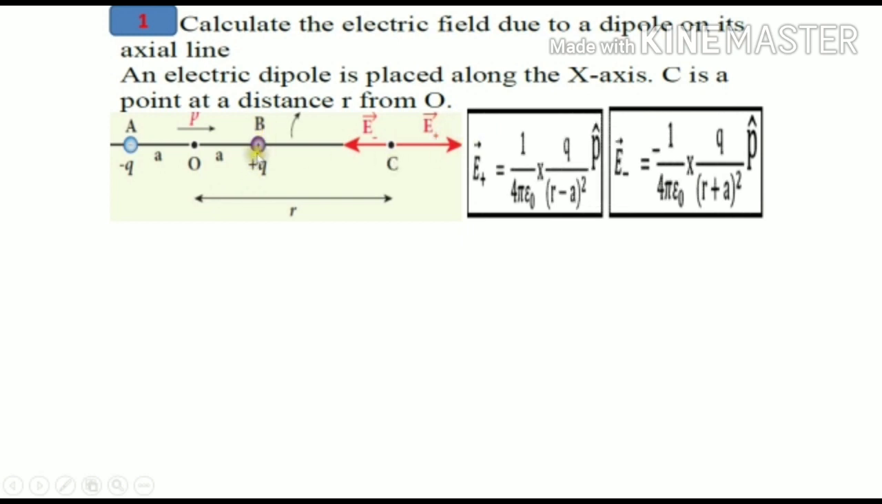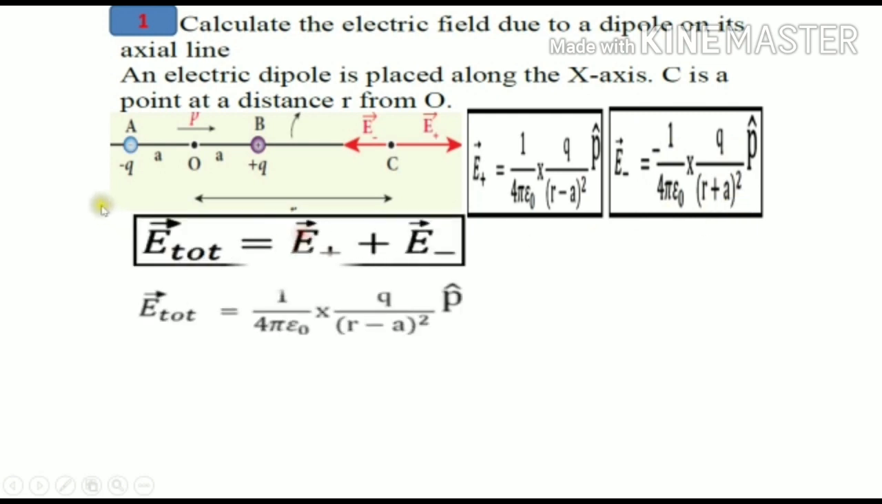The electric field due to the charge plus q can be calculated as k q by r squared. The first formula is there, no? So here E plus equals 1 by 4 epsilon 0 q by (r minus a) the whole squared, p unit vector. Similarly, the electric field due to the charge minus q at the point C is E minus, that is, minus 1 by 4 epsilon 0 q by (r plus a) the whole squared. Here we write r plus a because the distance from the point A to C is r plus a.